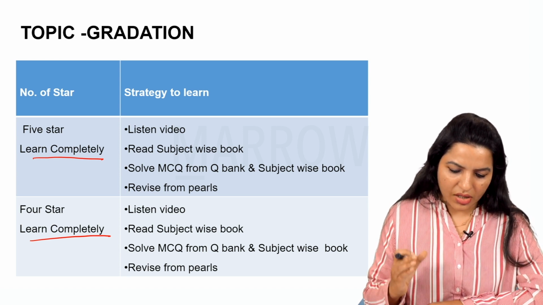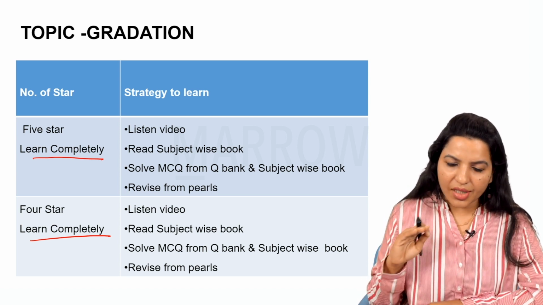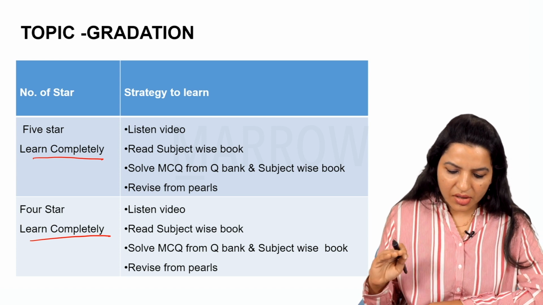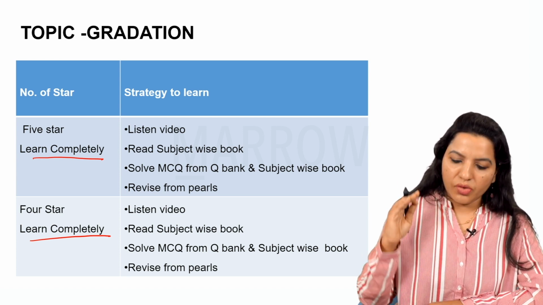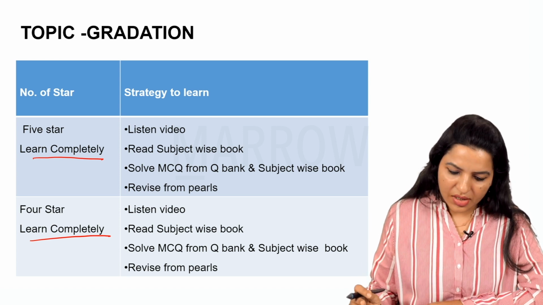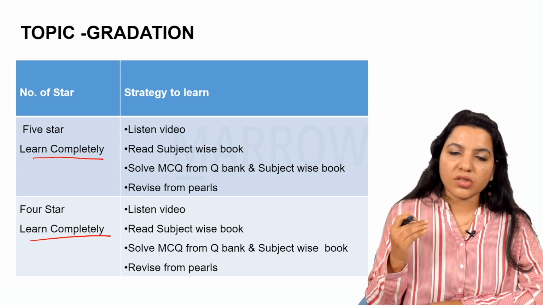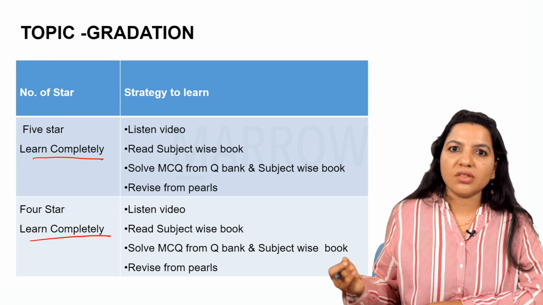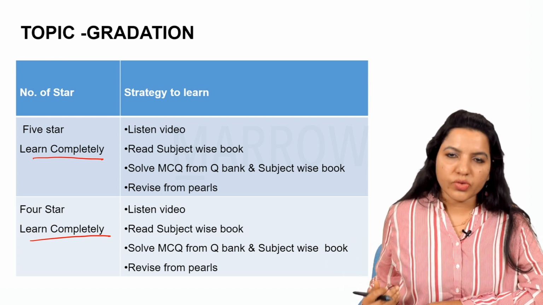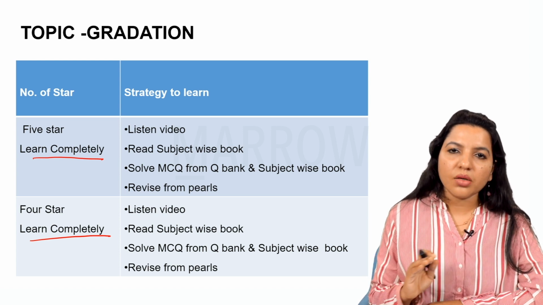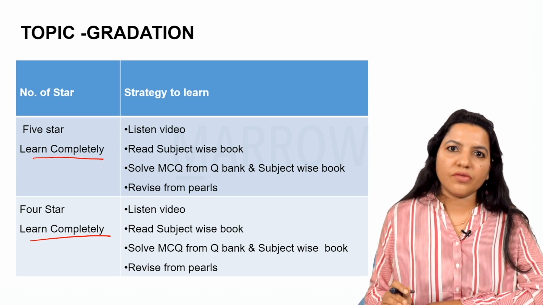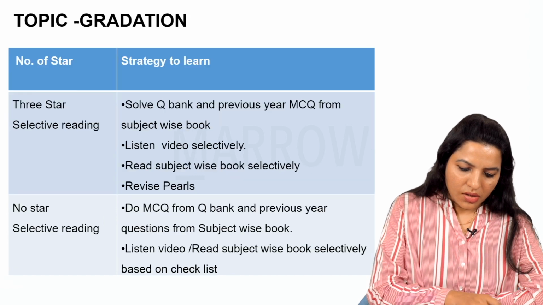5-star and 4-star. 4-star also, the strategy I'm not changing. You have to listen, you have to read the book, you have to solve the MCQs, you have to read the subject wise book for MCQs, the previous year MCQs. Then you have to revise it from the pearls. So everything is very important for these 5-star and 4-star topics.